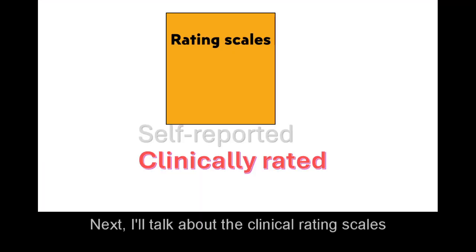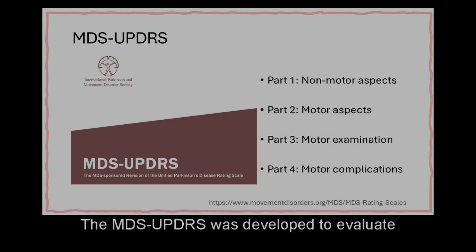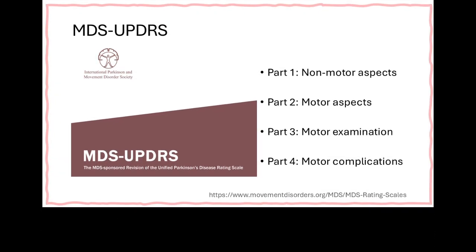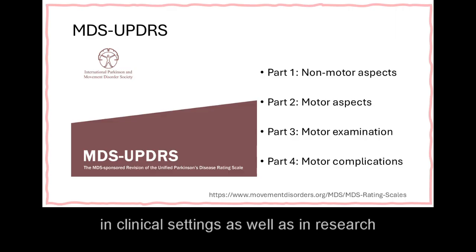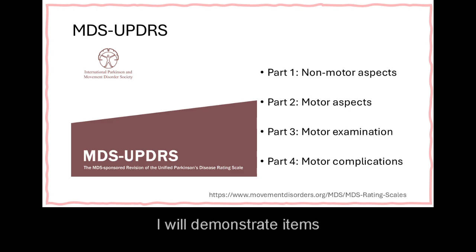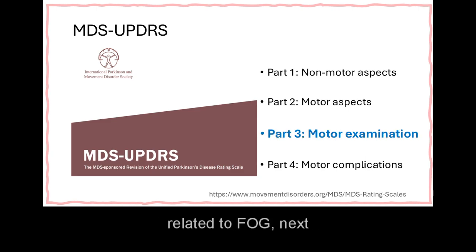Next, I'll talk about the clinical rating scales. The MDS-UPDRS was developed to evaluate nearly all clinical aspects of PD, not only FOG. Similar to the NFOG-Q, it has been widely used in clinical settings as well as in research. I will demonstrate items related to FOG next.